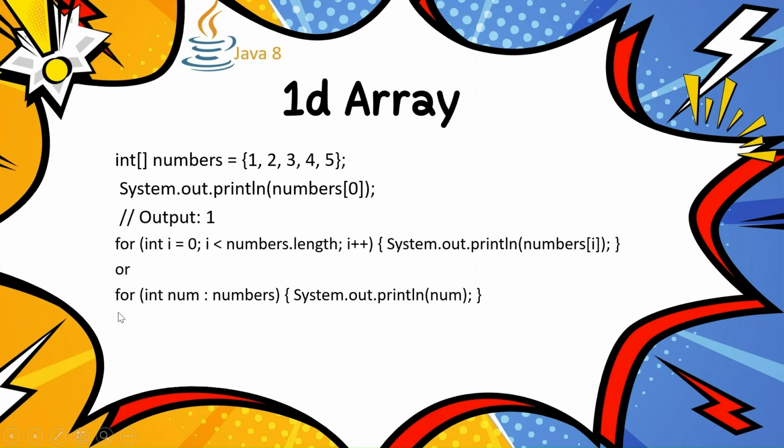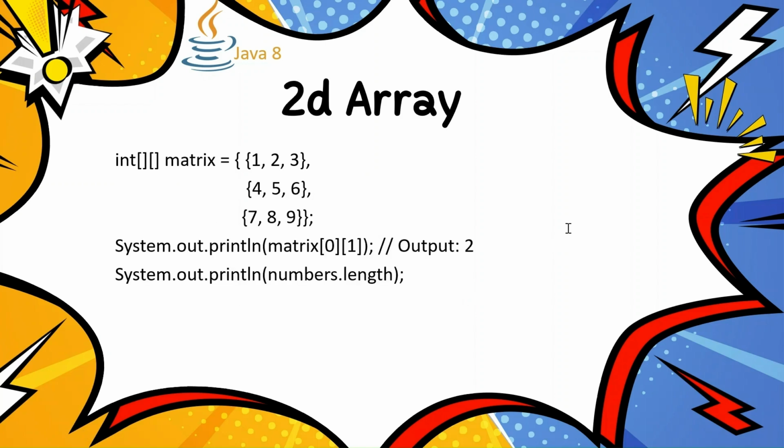And for the enhanced for loop, your syntax is going to have two parts. Your first part is going to be the type, which is integer, and a variable for that, then a colon, and then your collection, that is your array. Then in the System.out.println, call the variable which you have used. So this will print all the 5 numbers. This is simpler than using your for loop with 3 parts. So that is how you will be accessing the one-dimensional array.